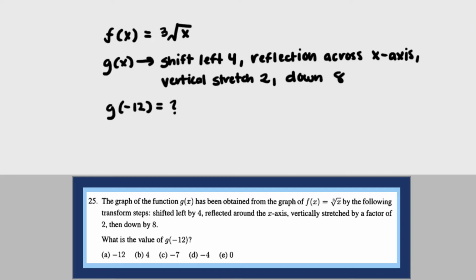So when we're formulating the equation of g of x, since it's shifted left by 4, that will be translated to x, and because it's left, that means it went to the negative side, so that will translate to x. Remember, it's always going to be the opposite of what we think, so it's going to be x plus 4.